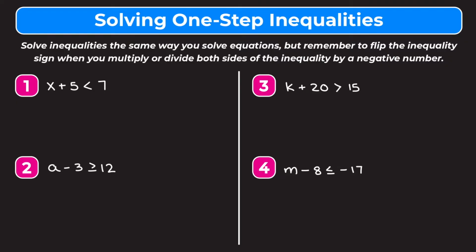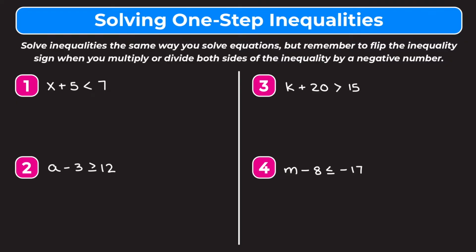So for these first four examples, we're just looking at addition and subtraction one-step inequalities, so we don't have to deal with this remember part. We'll talk about that in examples 5 through 8. So for examples 1 through 4, we're just going to solve these inequalities the same way we would solve an equation. So let's jump into number 1.